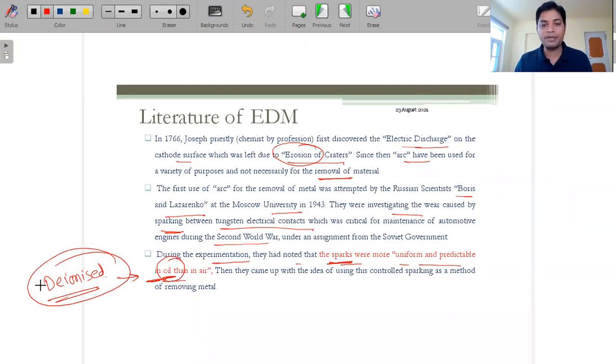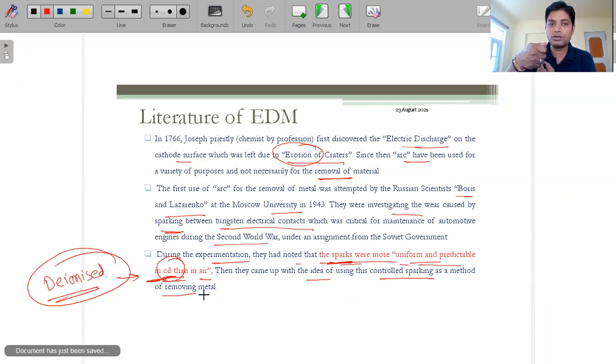Now they came up with the idea that this spark is more uniform and predictable in oil than in air. So they generated the idea of using controlled sparking as a method of removing material. Here I'm just talking about simple lighters, but there are a lot of igniters and other things available nowadays that increase this spark, and this spark we use for removal of material. Okay guys, so this is basically the principle we are going to discuss.